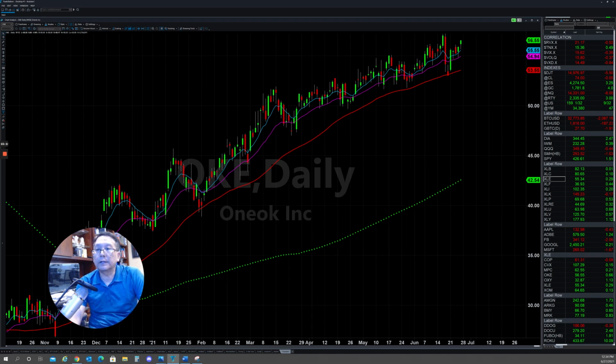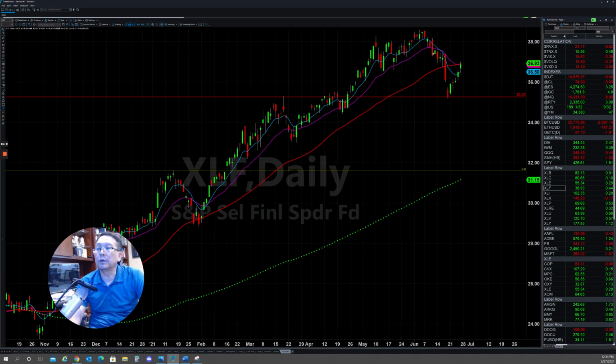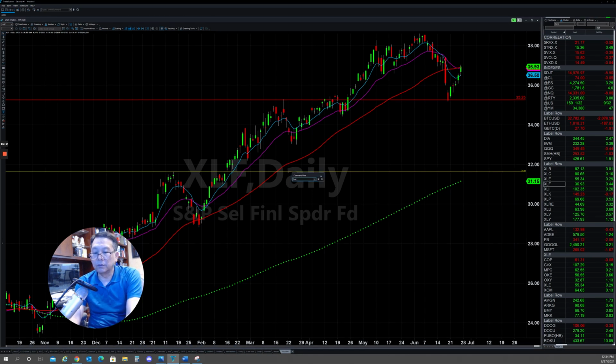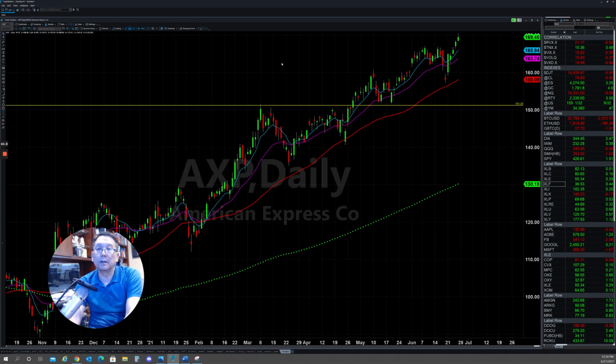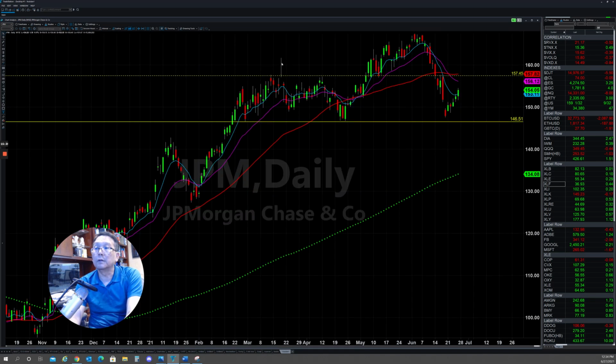And the financial sector also rebounded from the support here, and then last week they ran straight up. Right now they are testing the level of resistance here, but a lot of stocks are still doing extremely well. Like you can see American Express, like I gave you last week, BLK still doing well. JP Morgan is trying to rebound from the support also.